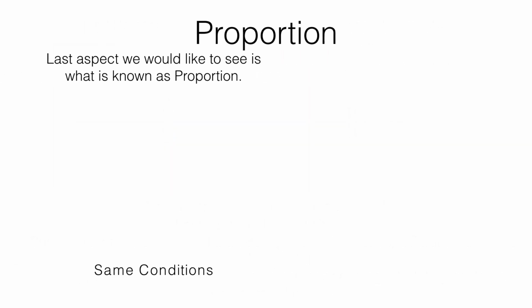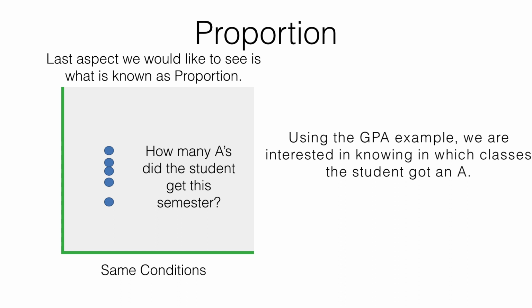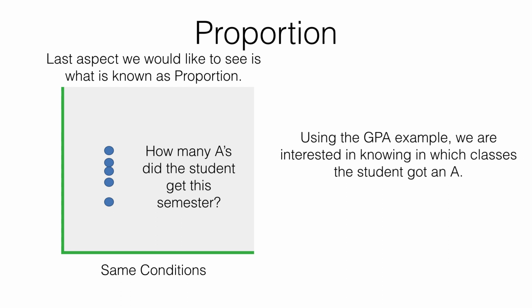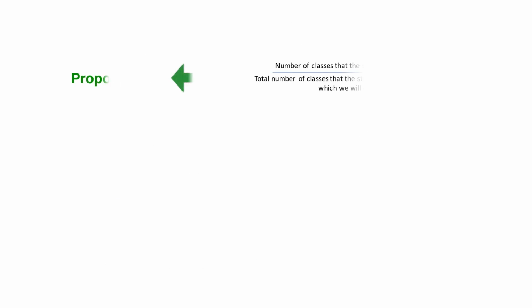The last aspect we would like to see is what is known as proportion. Using the GPA example, we are interested in knowing which classes the student got an A. Proportion is then the number of classes the student got A's divided by the total number of classes the student took, which is defined N.